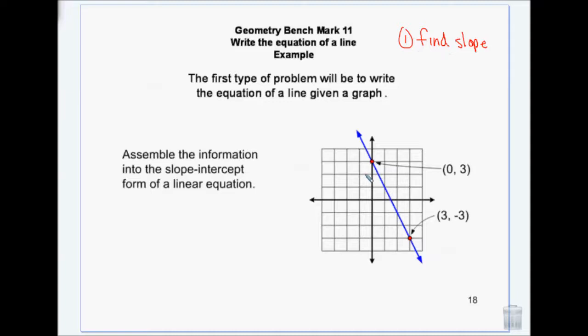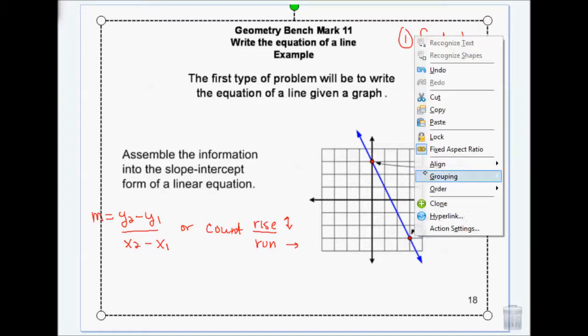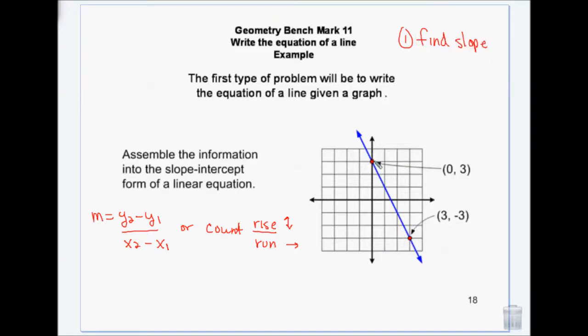I can either take two coordinates and plug them into the slope equation, or I can count and find rise over run. Since I have a picture, I usually just like to look at the picture and do the counting. Rise is up and down, and run is right and left. I always want to go from my leftmost point to my rightmost point.